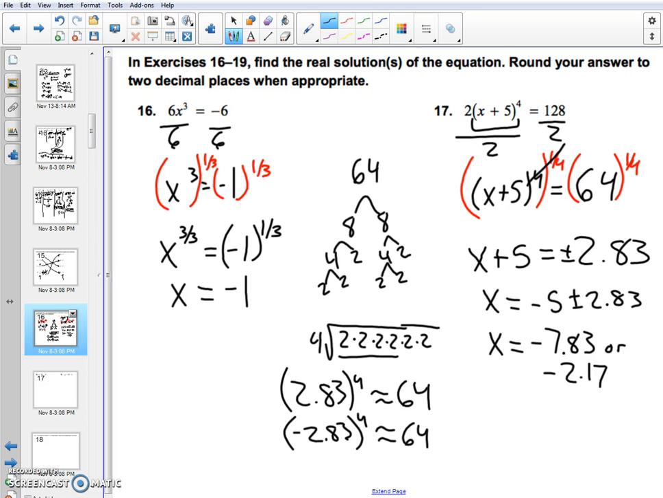So for today, that's kind of how we're going to approach those. When we're solving, we would want an exact answer. So if it's not a perfect root, we would check it in the calculator.